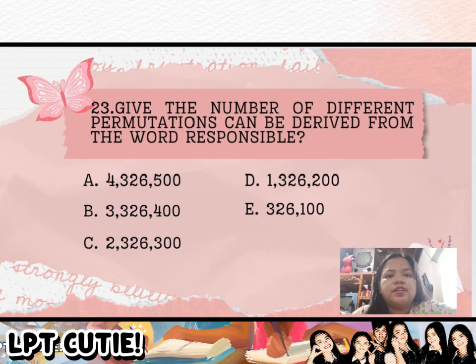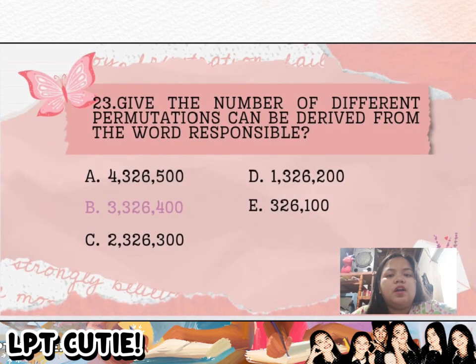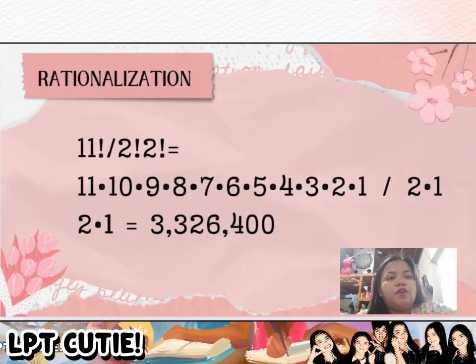Okay, so the correct answer is letter B, 3,326,400. So how are we going to solve this one? We are going to use factorial. We divide the total number of letters in the word by the factorials of the counts of letters that are the same. In the word responsible, we have 2 E's and 2 S's. The word has 11 letters, right? So 11 factorial divided by 2 factorial and 2 factorial, since we have 2 letters that are the same.